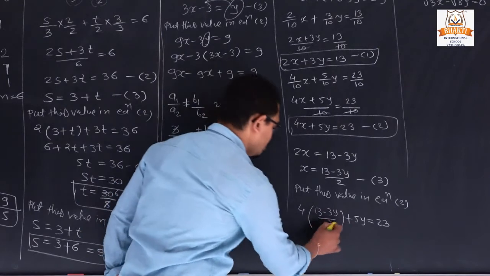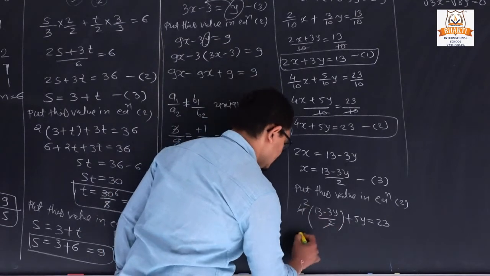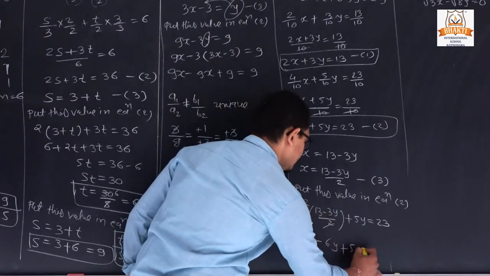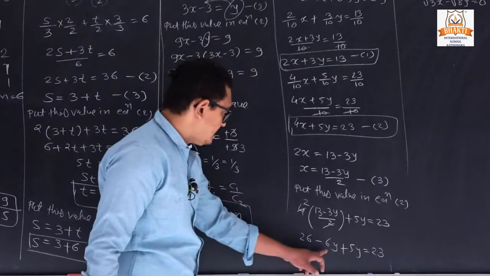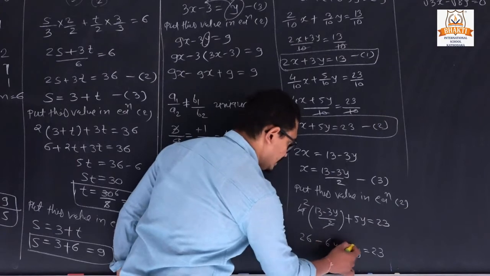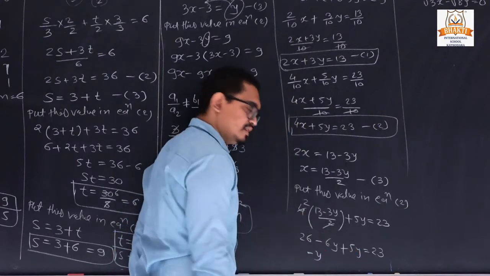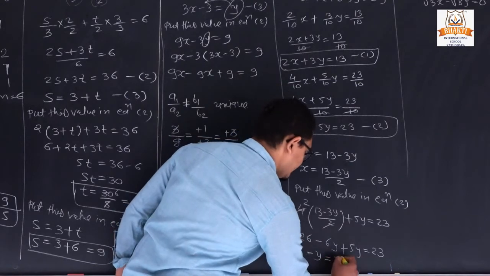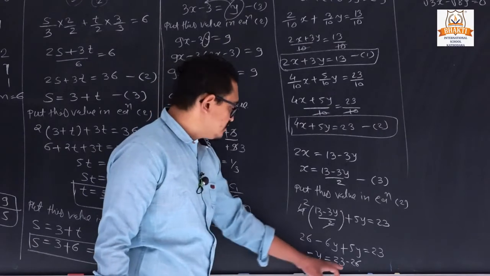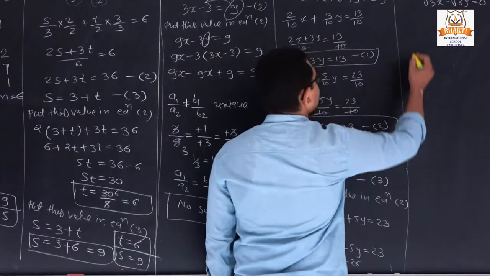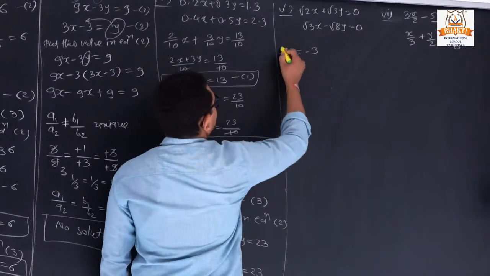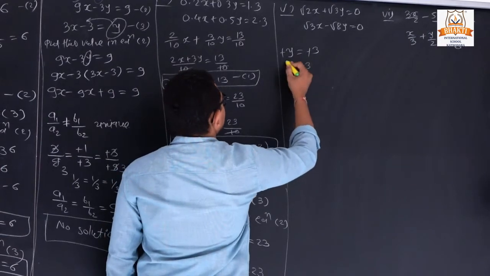Now simplify this. 2 1s are 2, 2 2s are 4, 2 into 13, 26. It is minus 6y plus 5y is equal to 23. Plus minus, and this 26 is going to the second side. So minus 6 plus 5, so it is minus y. And this 26 is going to the second side, so 23 minus 26. So plus minus, once again minus, so it is minus 3. So we can write like that, minus y is equal to minus 3. So minus minus become plus. So what is the value of y?